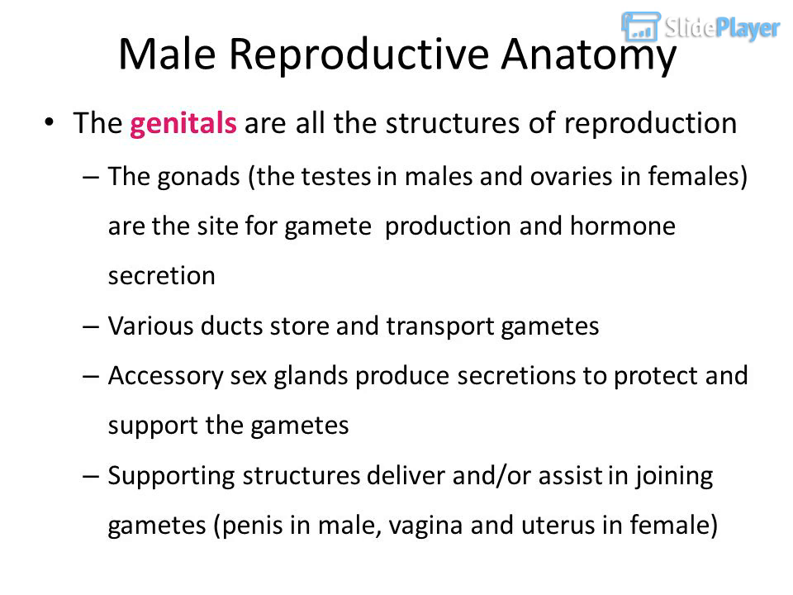Male reproductive anatomy. The genitals are all the structures of reproduction. The gonads, the testes in males and ovaries in females, are the site for gamete production and hormone secretion. Various ducts store and transport gametes. Accessory sex glands produce secretions to protect and support the gametes. Supporting structures deliver and/or assist in joining gametes, penis in male, vagina and uterus in female.